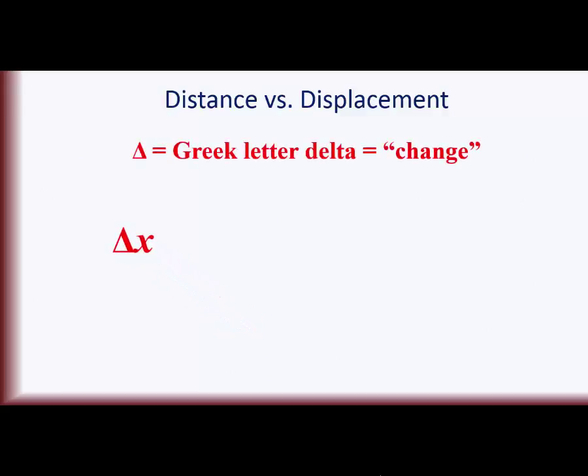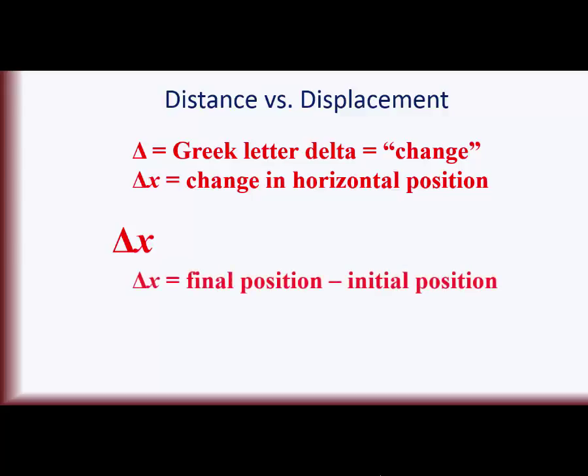The triangle symbol in front of the x is the Greek letter delta, and in physics this symbol means change. When paired with the letter x, it means change in the horizontal position. We calculate this change using the following formula. Change in position equals final position minus initial position. Written with symbols, the equation looks like this.